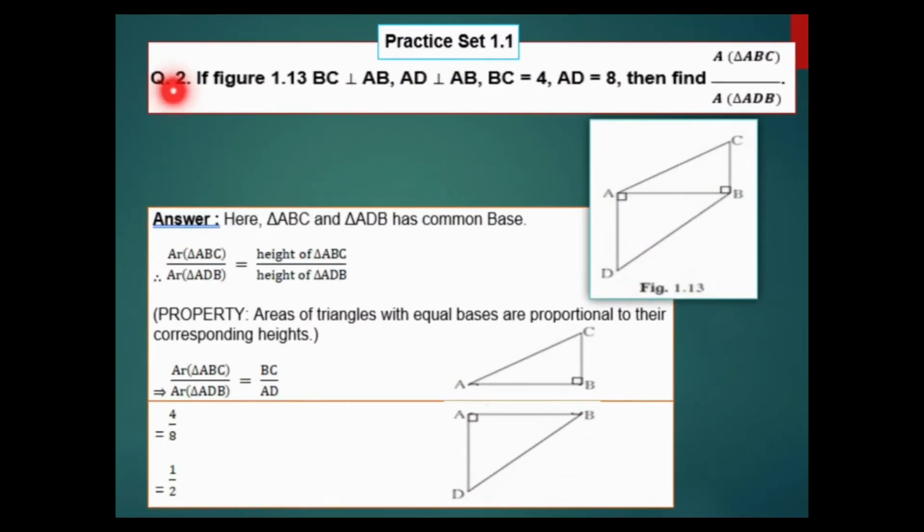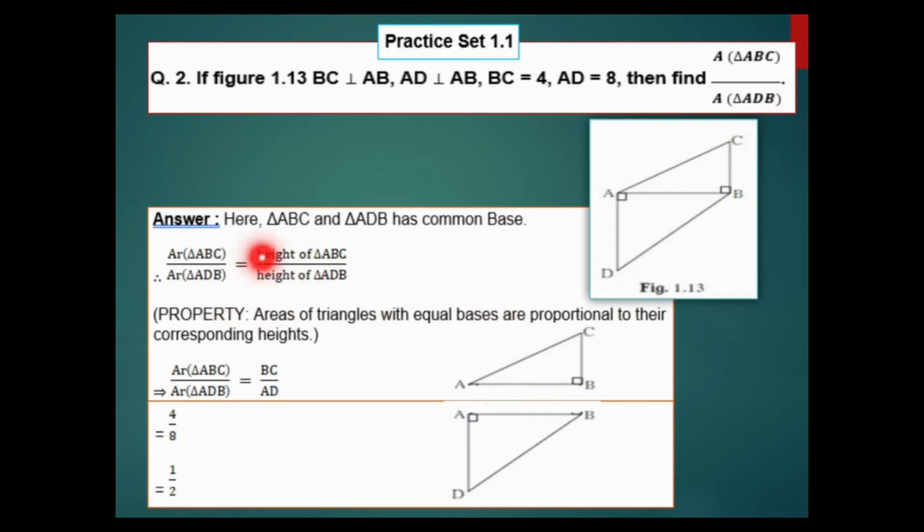Now see the second question. In figure 1.13, BC perpendicular to AB, AD perpendicular to AB, BC equals 4, AD equals 8. Then find the area of triangle ABC upon area of triangle ADB.